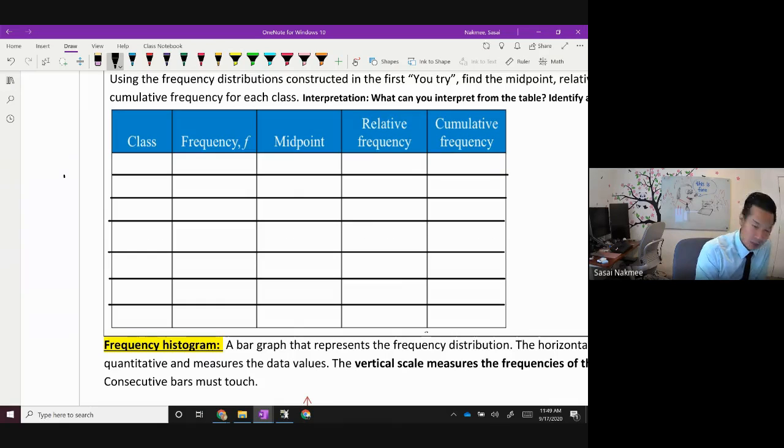The classes were from 59 to 114. This next one was 115 to 170. This next one is 171 to 226. This one was 227 to 282. Wow, I did not space those out evenly. This one is 283 to 338, 339 to 394, and then the last one is 395 to 450.